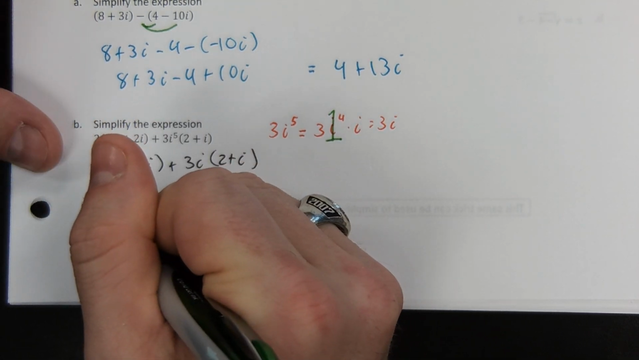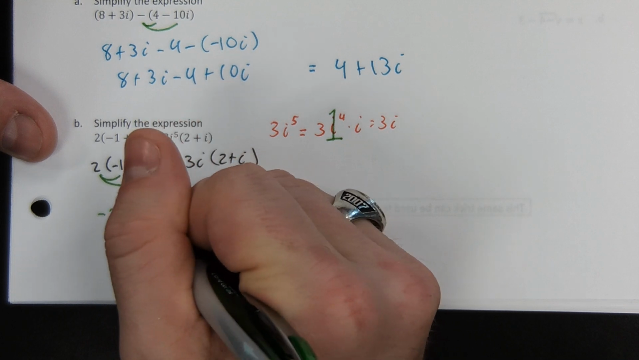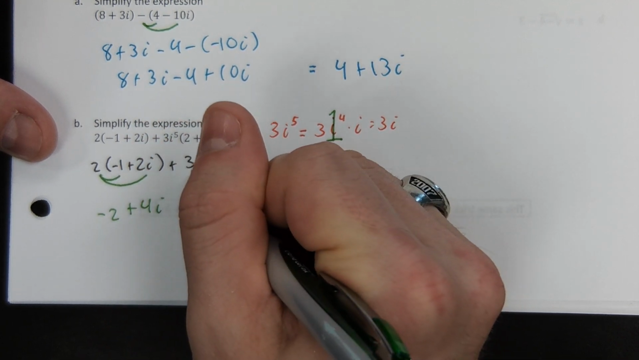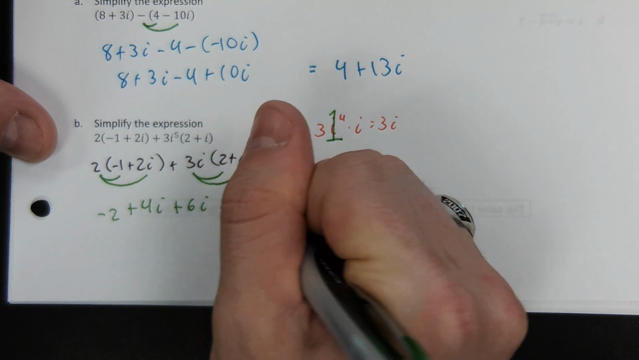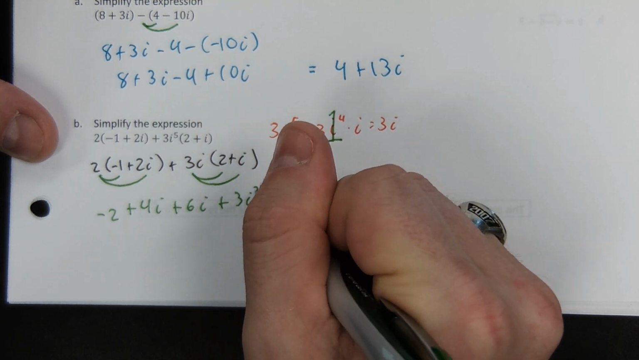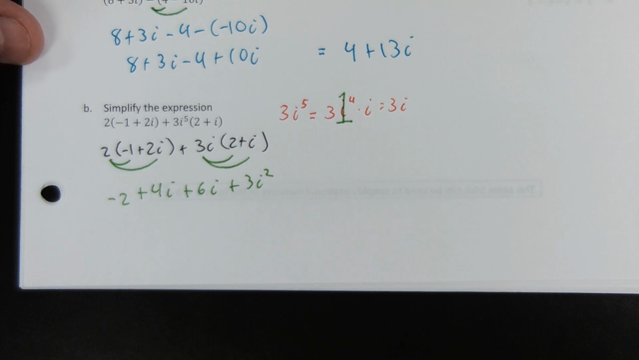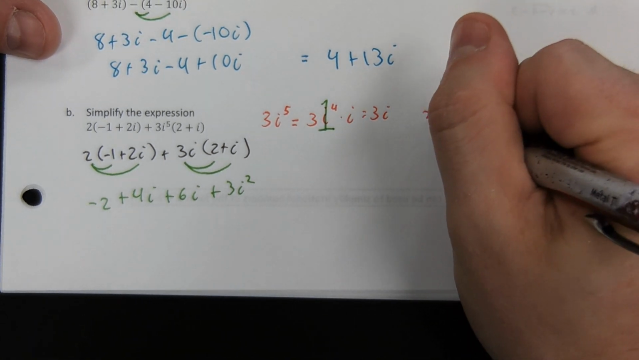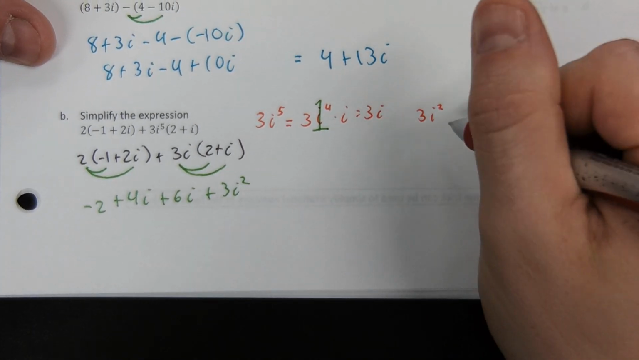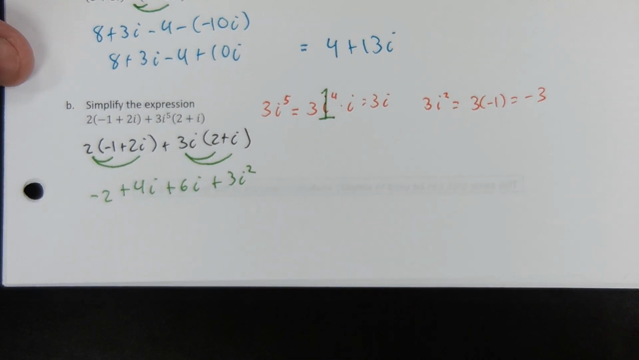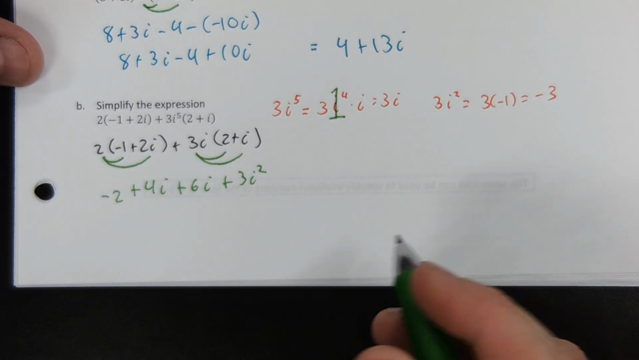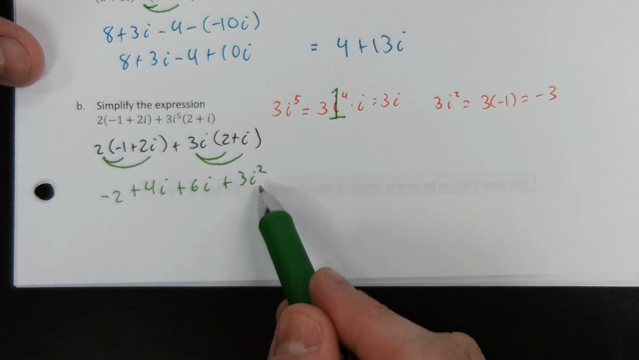2 times negative 1 gives me negative 2. 2 times 2i gives me 4i. Positive 3i times 2 gives me positive 6i. Positive 3i times i gives me positive 3i squared. Oh, wait a minute. But what is i squared again? i squared is negative 1. So 3i squared is actually 3 times negative 1, so it's actually just negative 3. This number is negative 3.